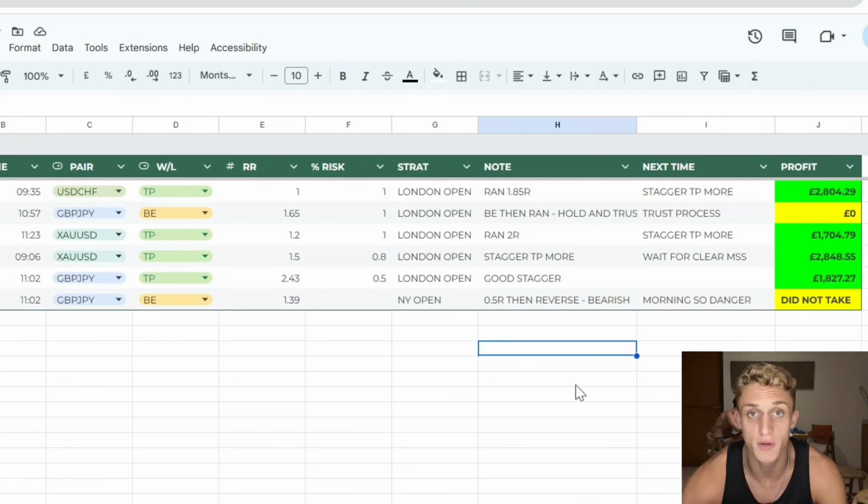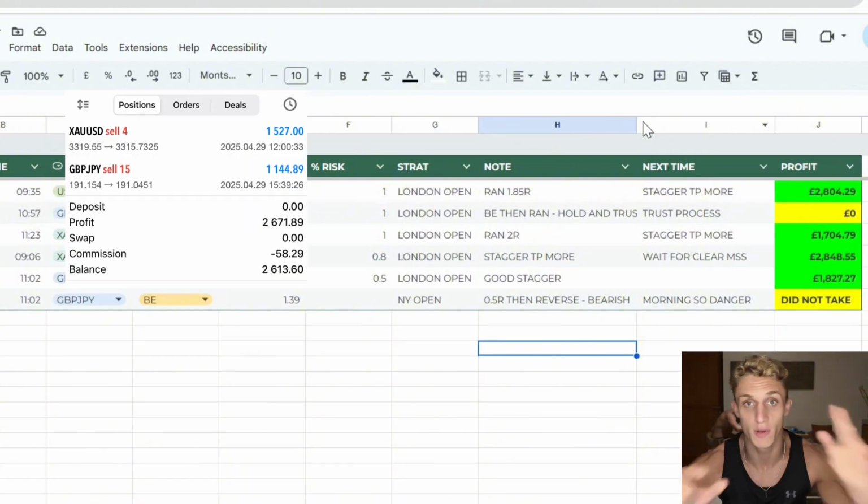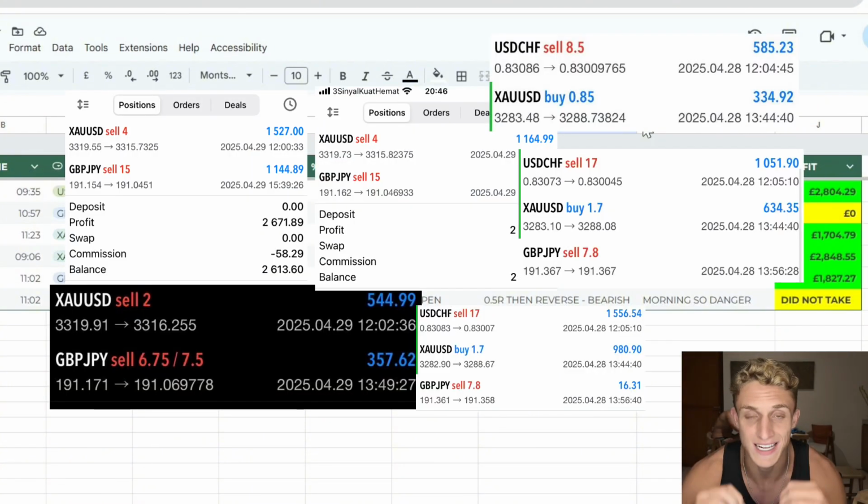I traded the London Open and the London Open only, and this has allowed me to make over £9,000 across my funded accounts. What I'm going to do right now is pop up the results on the screen of the exact trades that I took.